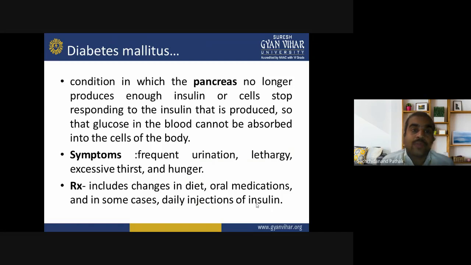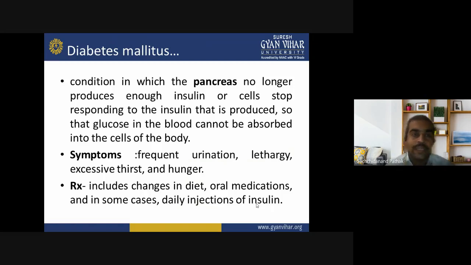Now symptoms, if you see about diabetes: frequent urination, lethargy, excessive thirst, hunger like polyphagia, polyuria, polydipsia, and weight loss. Polyphagia, that means hunger. Polyuria, frequent urination. Polydipsia, excessive thirst. And also you have weight loss.